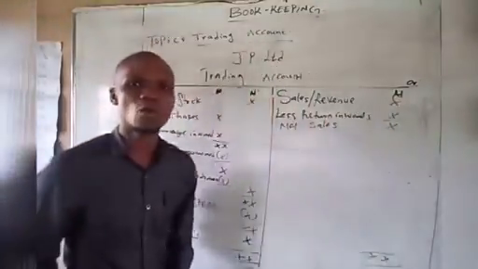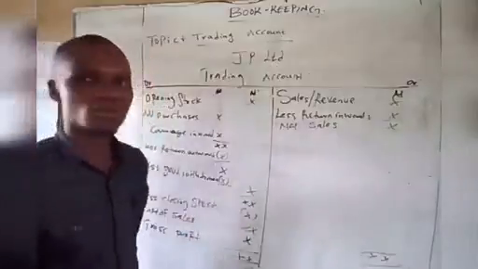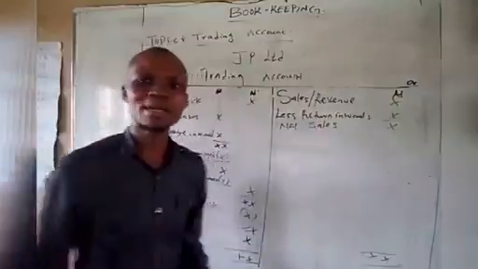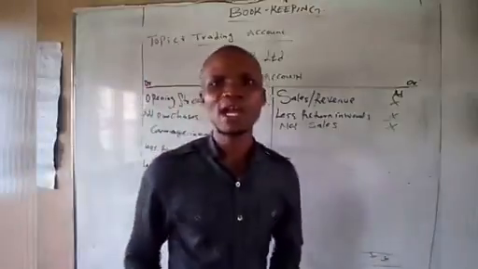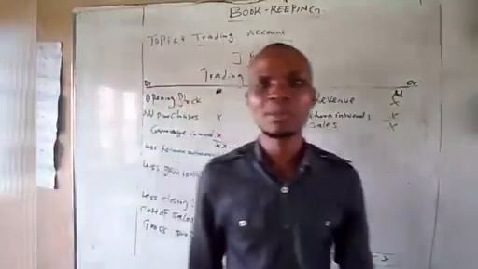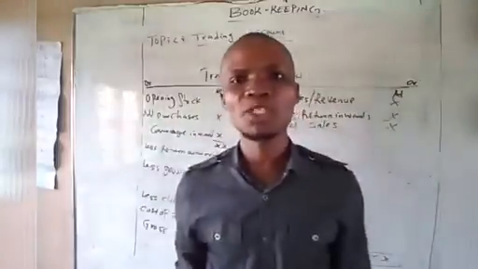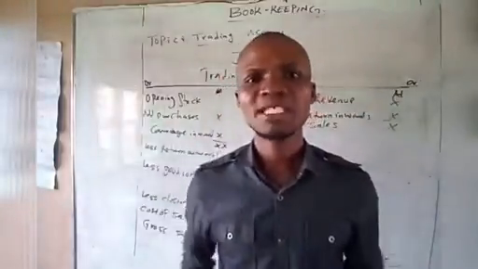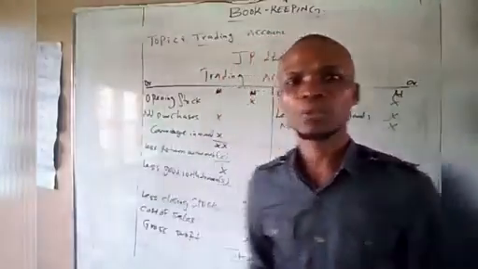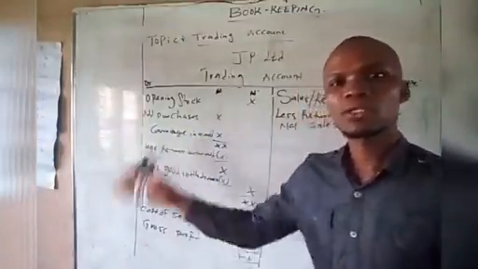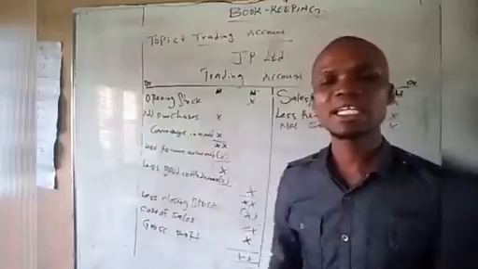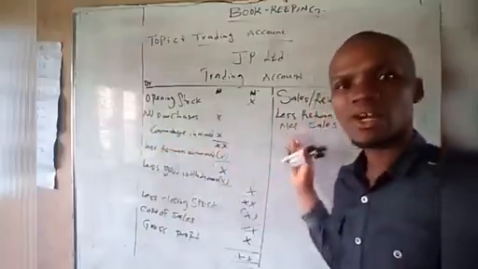And that is the end of today's class. Remember, we started by saying that trading account is an account that is prepared according to IFRS. Trading account is an account that is prepared to determine the gross profit or loss of a business venture. Trading account comprises two sides. We have the debit, the left hand side, and the right hand side.